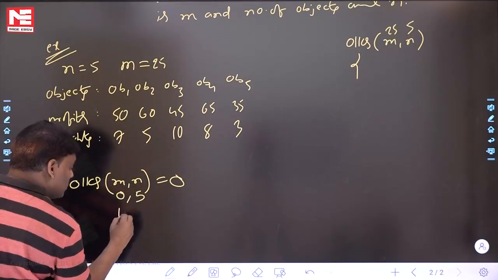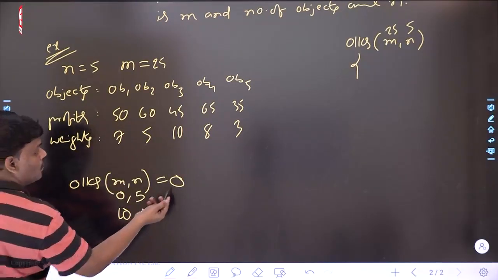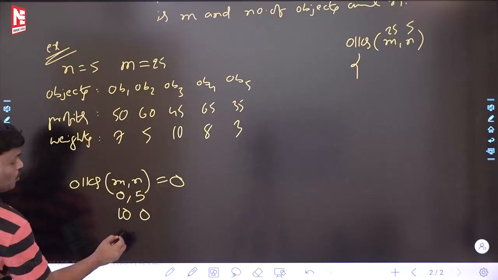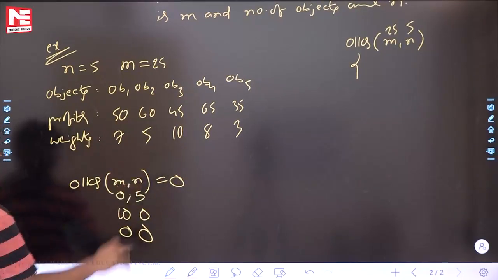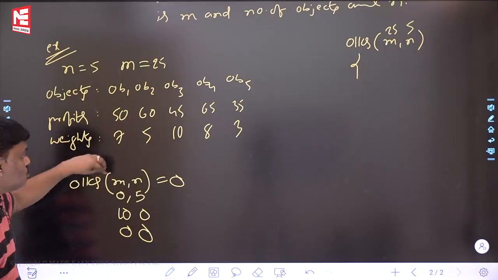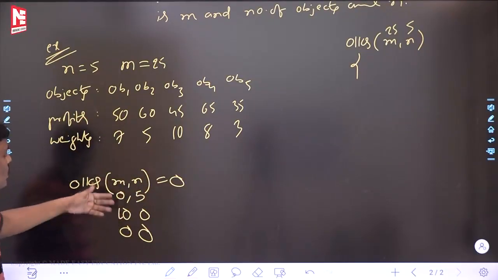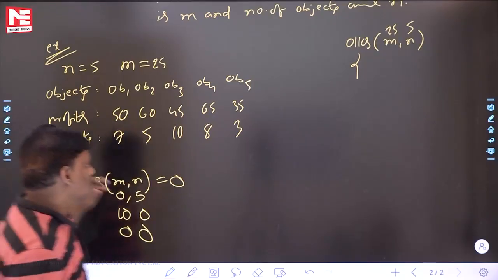One more thing. Capacity of the knapsack is 10, but number of objects is 0. What is the meaning? Capacity is there, but objects are not there, then also 0. Suppose both are not there, then also 0. The knapsack termination condition is: objects over, then 0. Capacity over, then 0. Both over, then 0. So this is the termination condition.